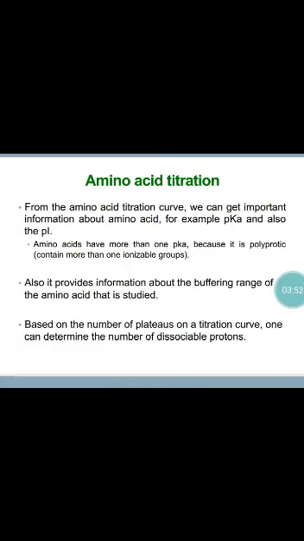Amino acid titration. From the amino acid titration curve, we can get important information about the amino acid, for example, pK and also pI. Amino acids have more than one pK because they are polyprotic. Why? It's the question. Because it is polyprotic, and what is meant by polyprotic? Polyprotic means containing more than one ionizable group. Also, it provides information about the buffering range of the amino acids. Based on the number of steps on the titration curve, one can determine the number of dissociable protons.